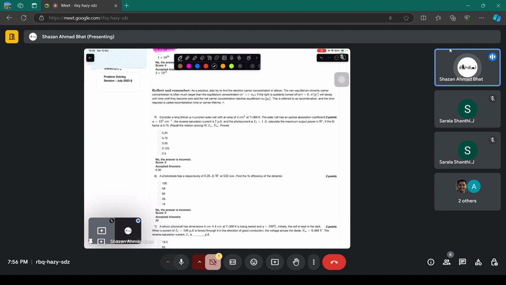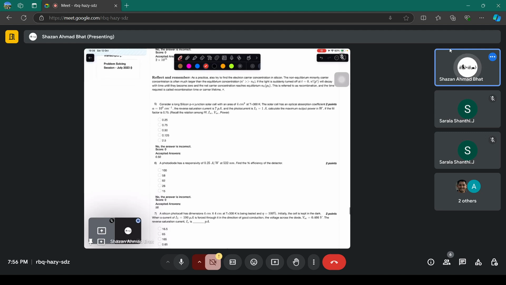Okay, so now moving on to question number five. In question number five, it's about the solar cell, and it's about maybe the curve which we talked about. You need to increase the area under this particular curve, which is the fill factor.